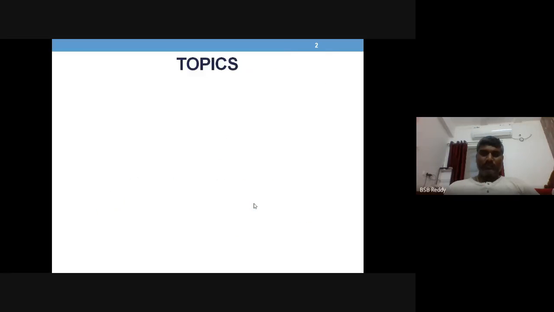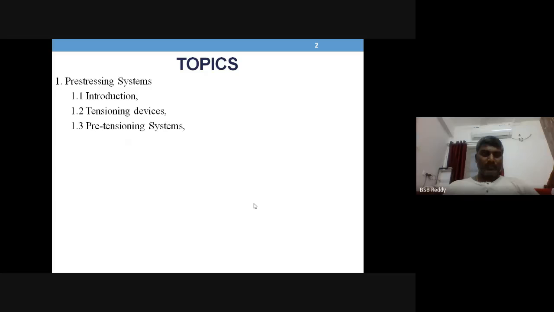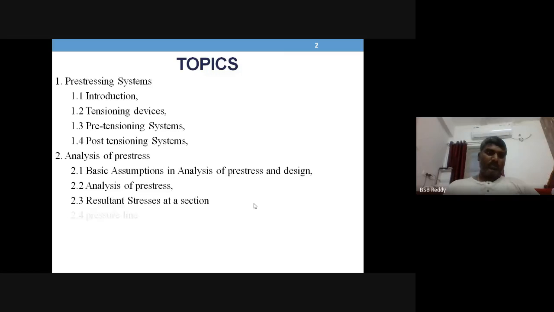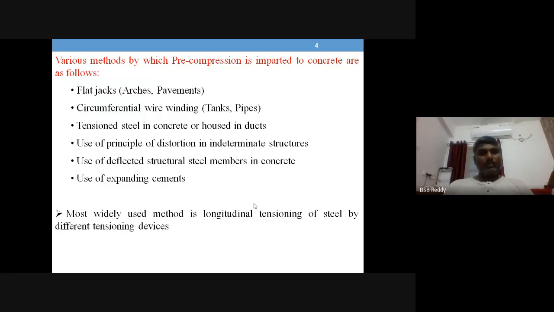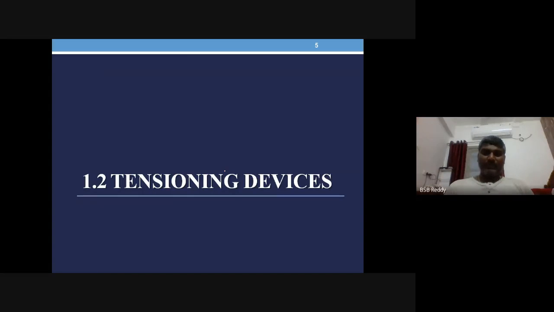So, last session we discussed some contents in unit 2, which is pre-stressing systems. We talked about different methods for inducing pre-compression in concrete. Among them, the major concern is on the tension steel to use, right? So this is the technique. Tension steel in concrete is the technique that is widely popular and that we are going to discuss in detail.